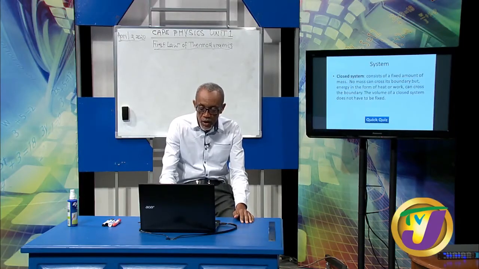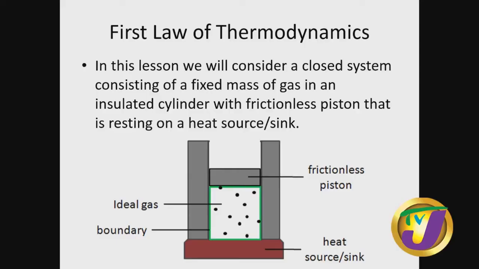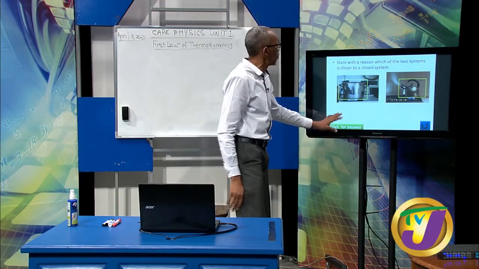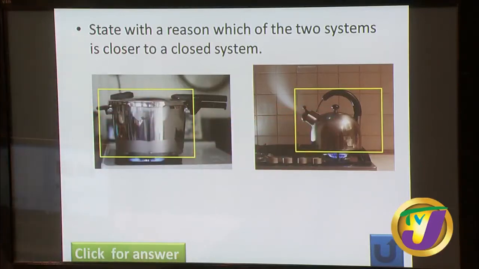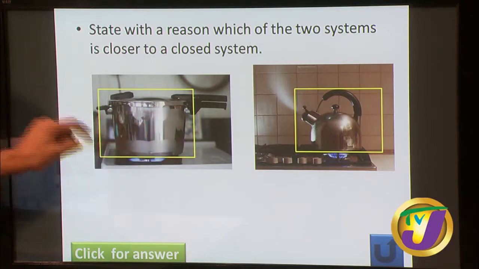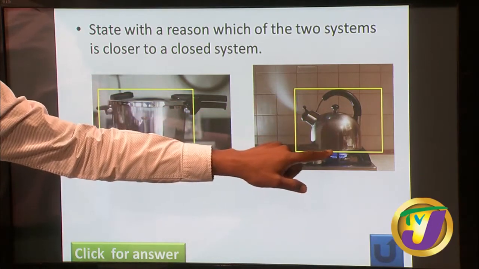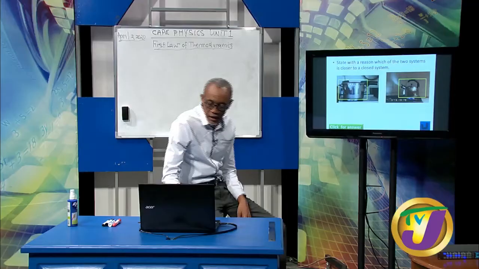So here is a quick quiz question. State with a reason which of the two systems is closer to a closed system. We have a pressure cooker here cooking, and a kettle. There is heat exchange between the boundaries here, heat going into the system. And we ask which is closer to a closed system. For the answer, let's click here for the answer.